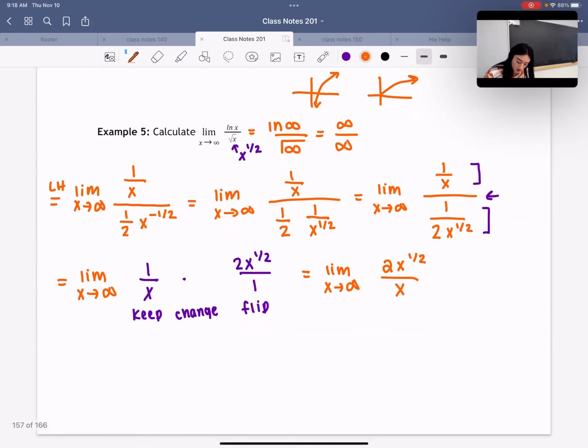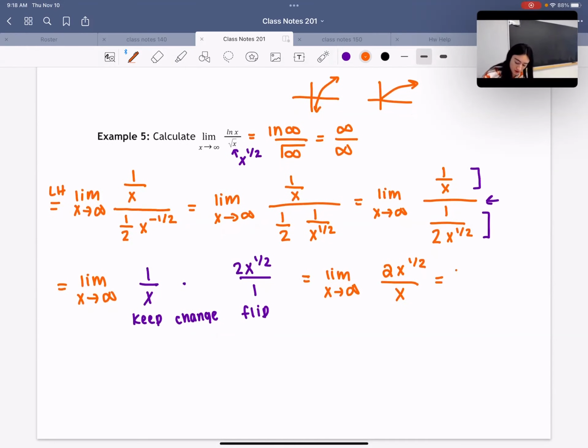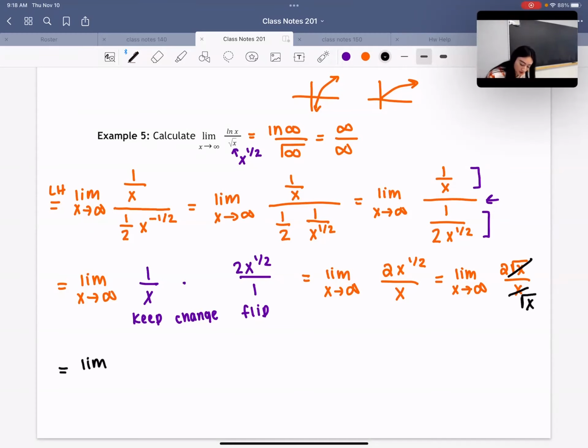Let's try it again. So I know that the 2x to the 1/2. What's another way of saying 1/2 power? Square root, right? So this is the same as 2 square root of x over x. Okay. Now I have an x up top and an x in the bottom. I can cross out the x on top and change the bottom to the square root of x, right? So I'm just simplifying it a little bit, okay? So what I'm left with is the limit as x goes to infinity of 2 over the square root of x, right?